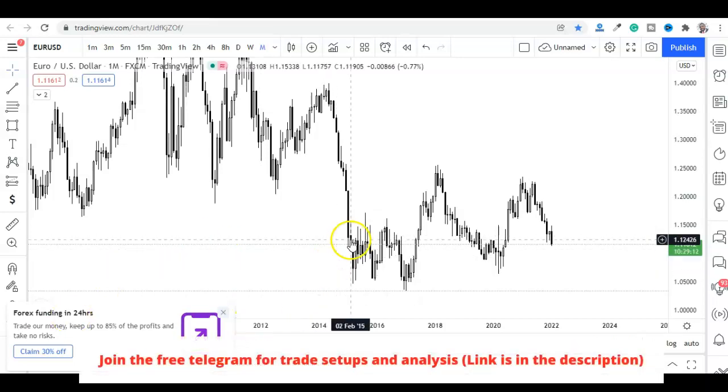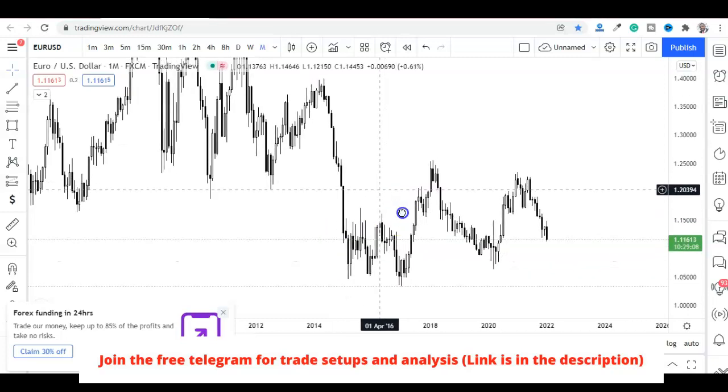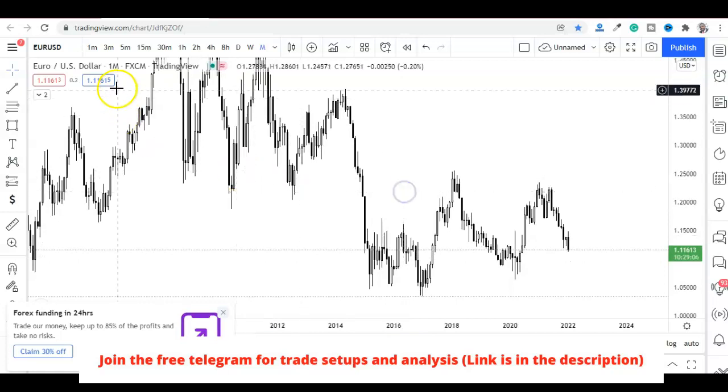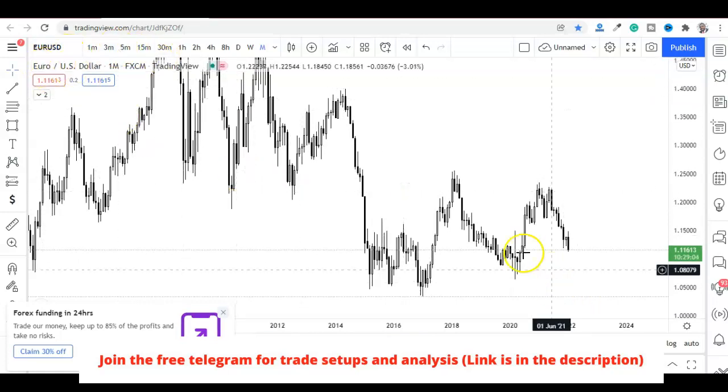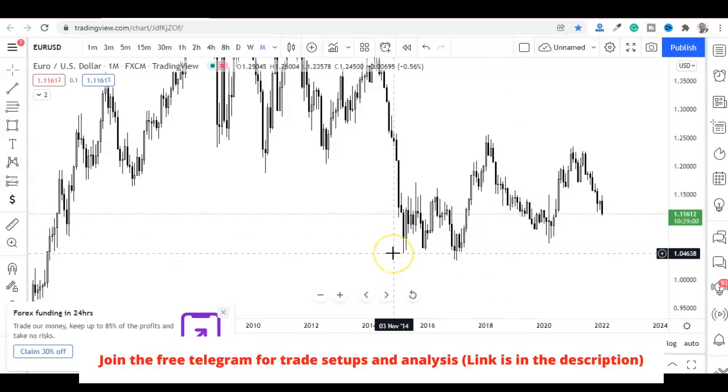Today we'll be looking at some currency pair analysis for the week. Starting first with the EURUSD. You can see this is the monthly time frame. What we do is a top-down analysis. If you don't understand what top-down analysis is, you can check the description and go to the video which I did some time back.